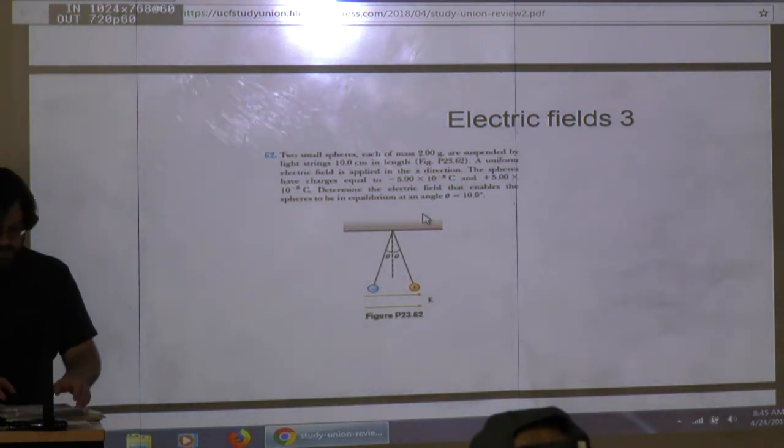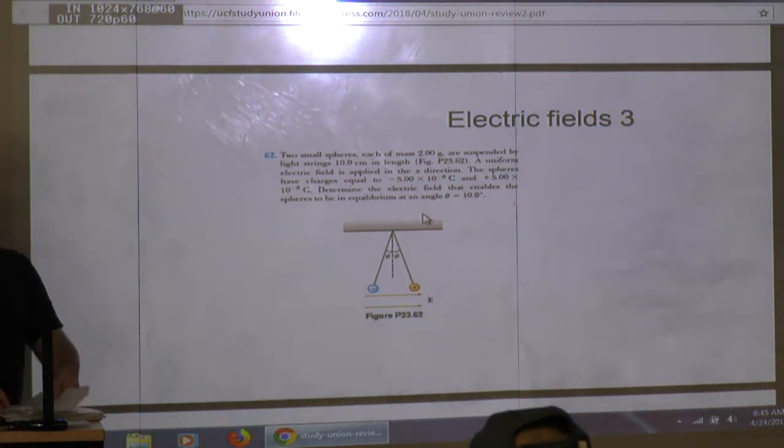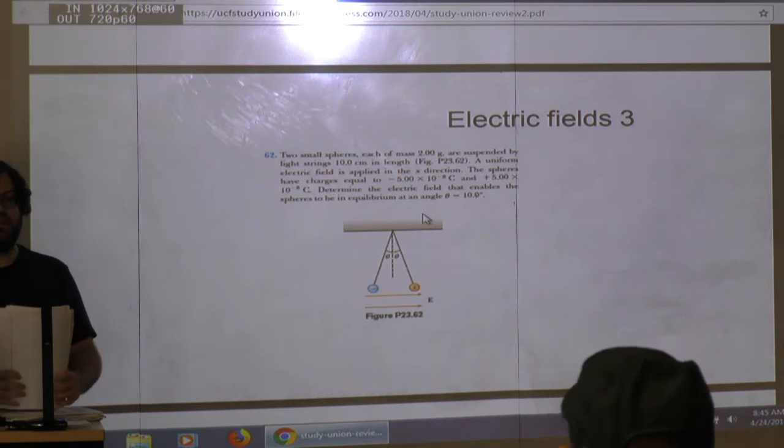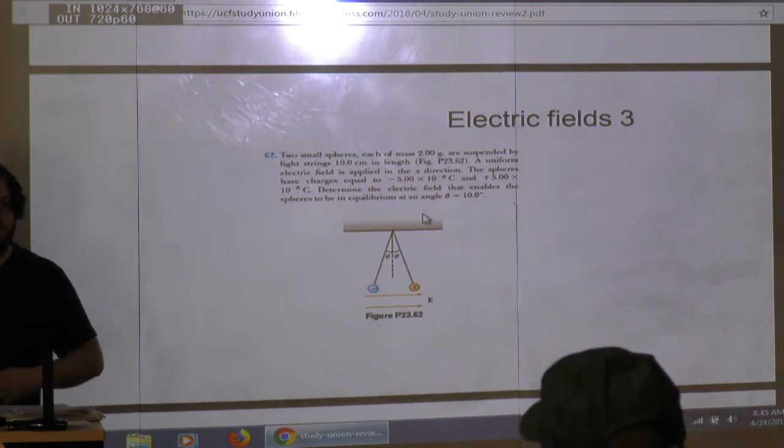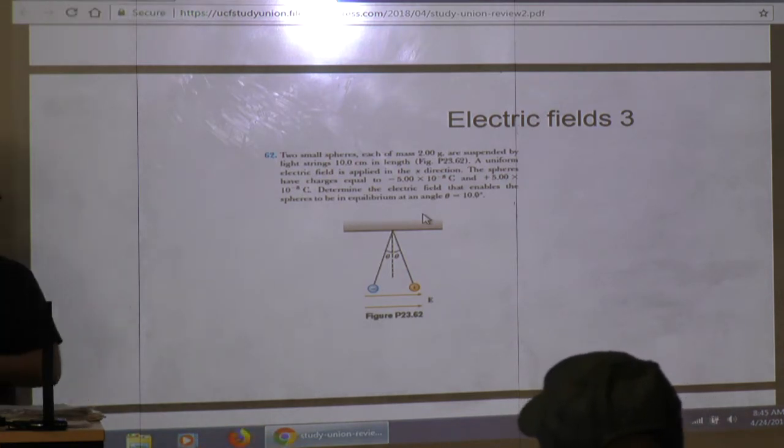We're going to do this problem now. This problem requires you to use some of your Physics 1 knowledge, but that's no problem because everybody got A's in Physics 1 and knows exactly what they're doing, right?